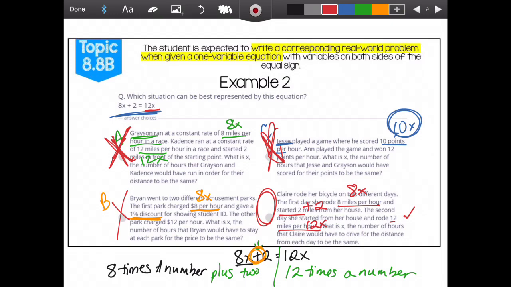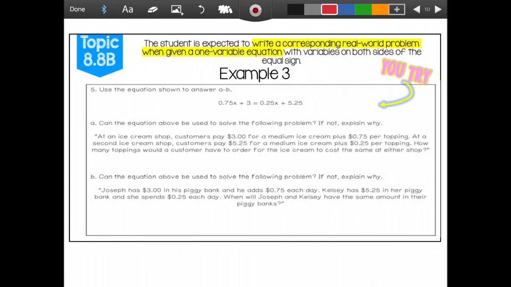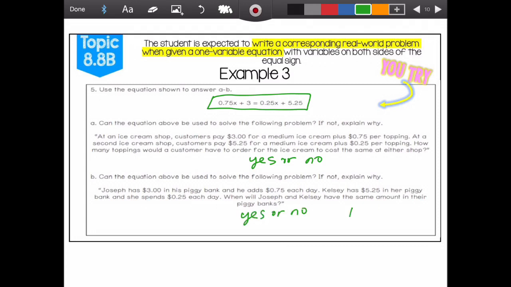All right, guys, go ahead and give it a shot with example 3. Again, it says use the equation shown to answer A and B. So they give you this equation here, okay? And read each scenario, A and B, and determine if that could be a scenario for this equation. So you're going to read A and you're going to either say yes or no. It could be the problem for this equation. And then you're going to use B and decide yes or no. So in the discussion, just put A, yes or no, and B, yes or no.